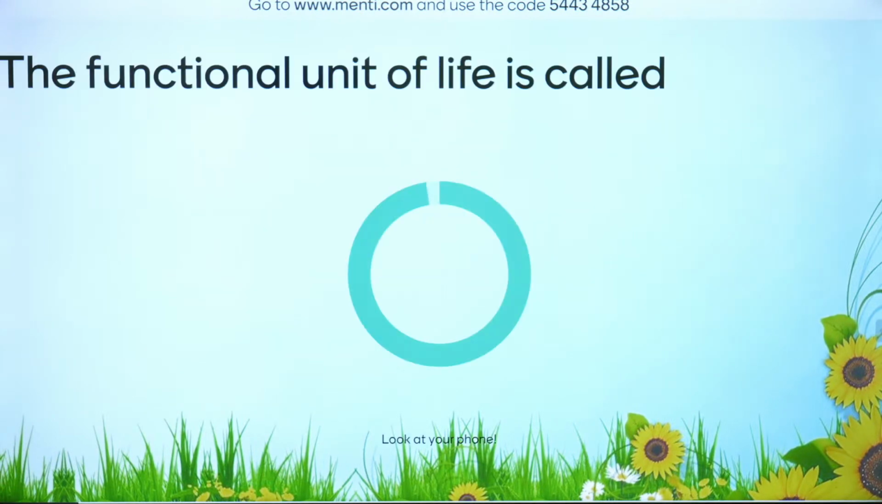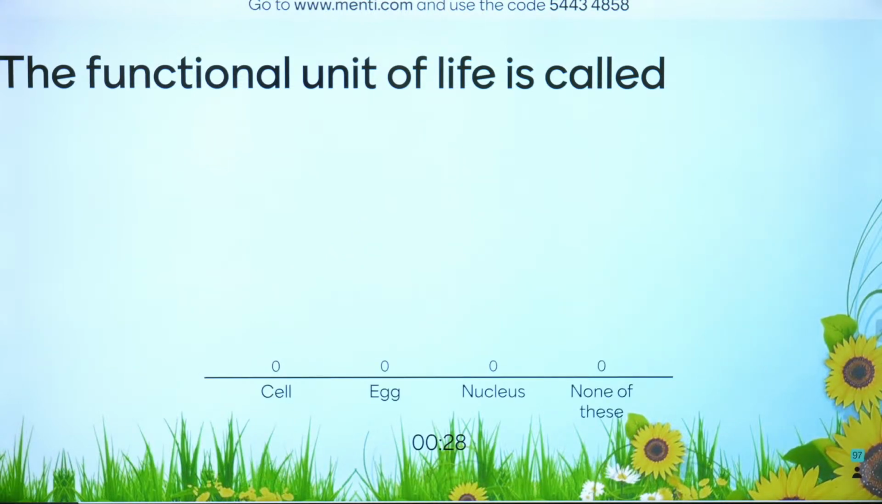So semi-permeable means it only allows certain materials to go in and out. Fundamental unit of life, super easy, 6th standard question. Semi-permeable means it only allows certain materials to go in and out of the cell. It will not allow everything to go in and out. Okay? The functional unit of life is cell, egg, nucleus or none of these. It's a super easy question.